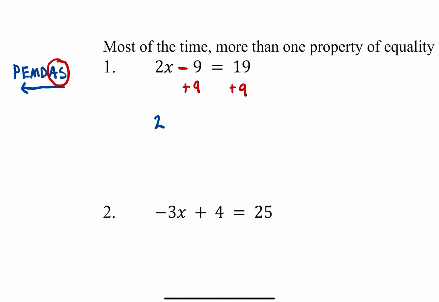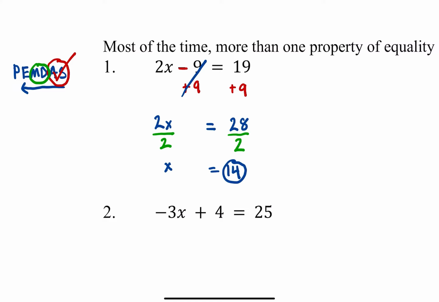So the next line, I'll have 2x still. Those will cancel or just be 0, but I don't have to write that. And then we're going to end up with 19 plus 9, which is going to give us 28. So that's done. Now I'll deal with multiplication and division. I do have multiplication here, so I'm going to divide by 2, both sides of the equation. And then we're left with an x here and a 14 here. So our solution here is just 14.